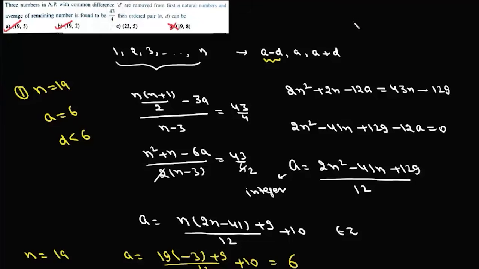If we put n as 23, we'll get 23, and this is 46 minus 41.5 plus 9, divided by 12, plus 10, which is not an integer. So n equal to 23 is not a solution. So the correct options are A and B.